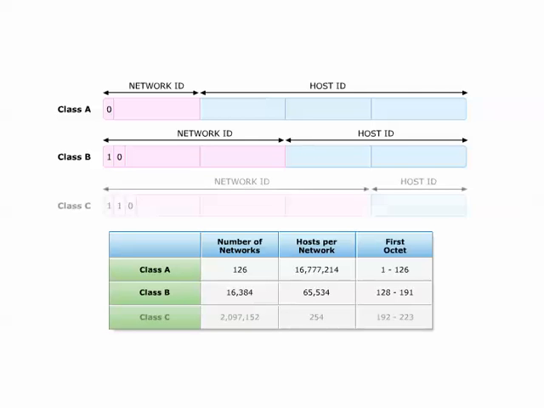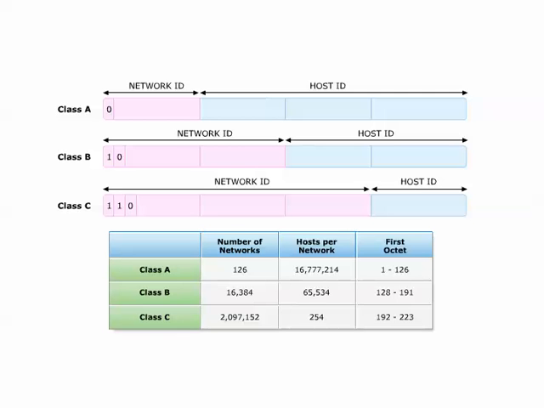Class C IP addresses are commonly used for small to mid-sized businesses. IP addresses with the first octet from 192 to 223 are part of this class. Class C addresses also include the second and third octets as part of the net identifier. The last octet is used to identify each host.